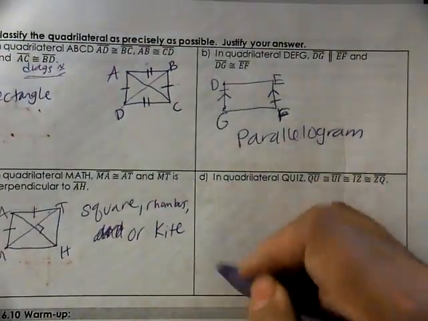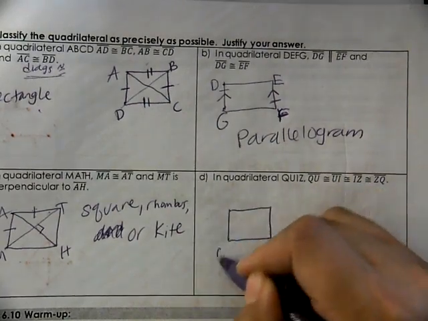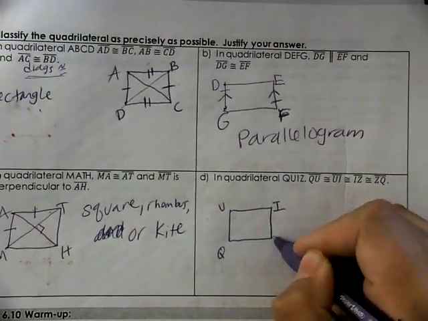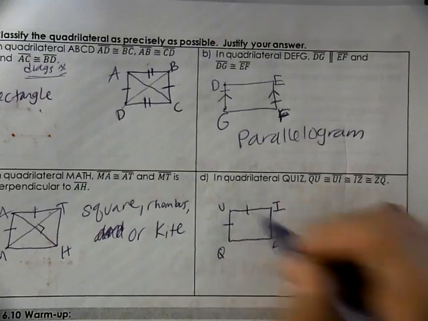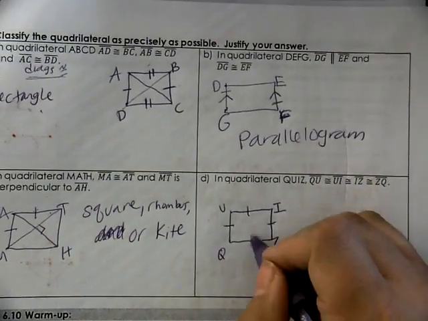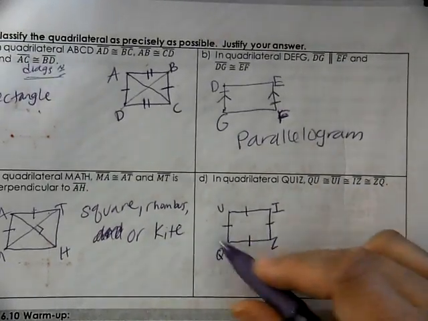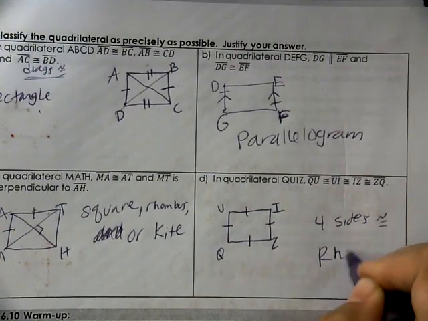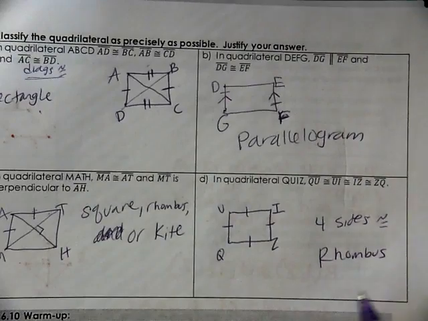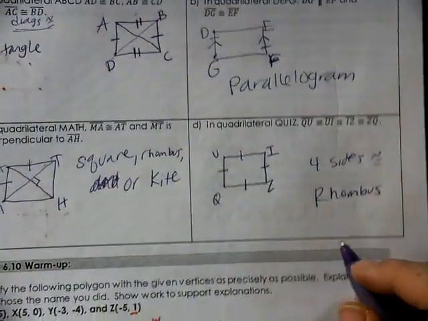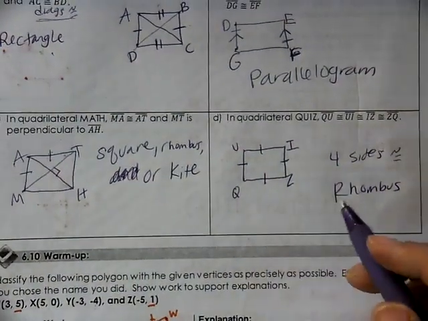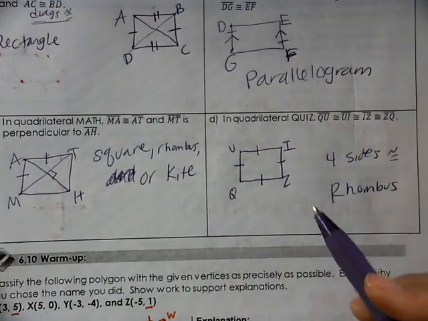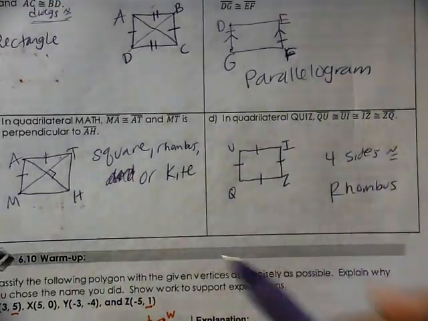And finally, the last one is QUIZ, and we have QU is congruent to UI, which is congruent to IZ, and ZQ. So because we know all four sides are congruent, this would be a rhombus. And you might say, well, why not a square? We would need to know four right angles in order for it to definitely be a square, in addition to the four congruent sides. All right, so that's it for the practice.